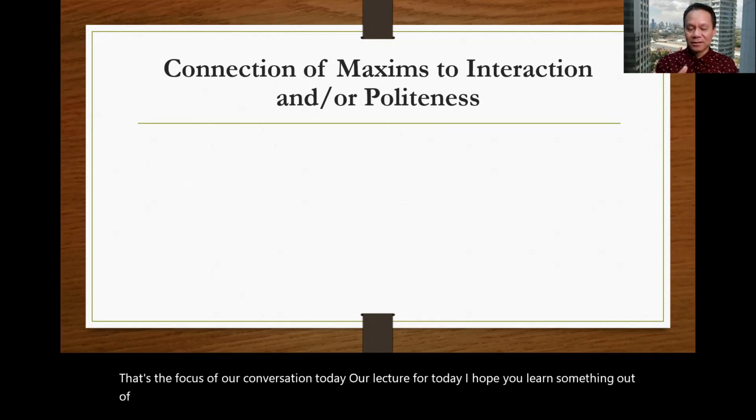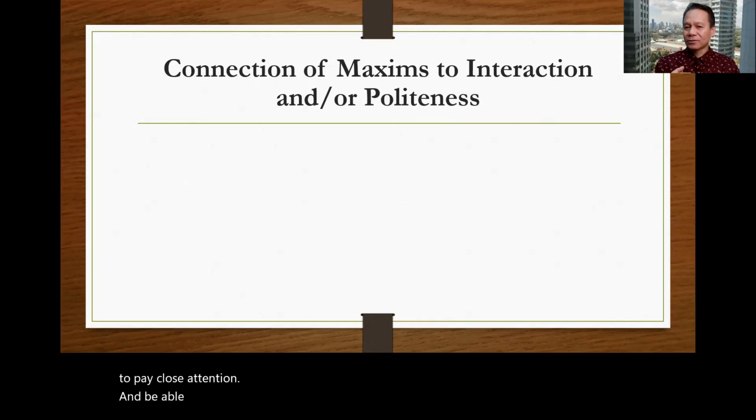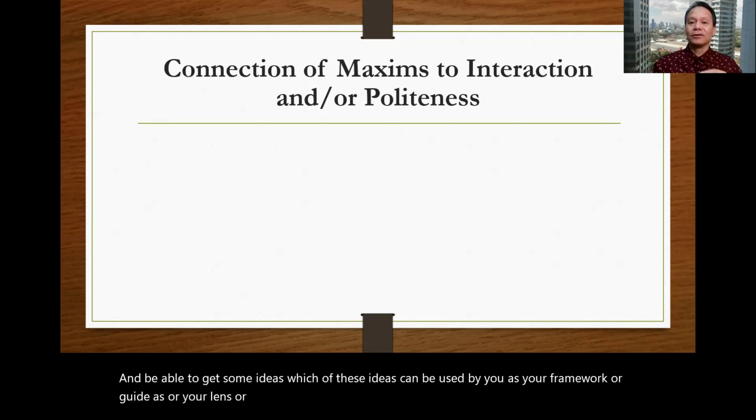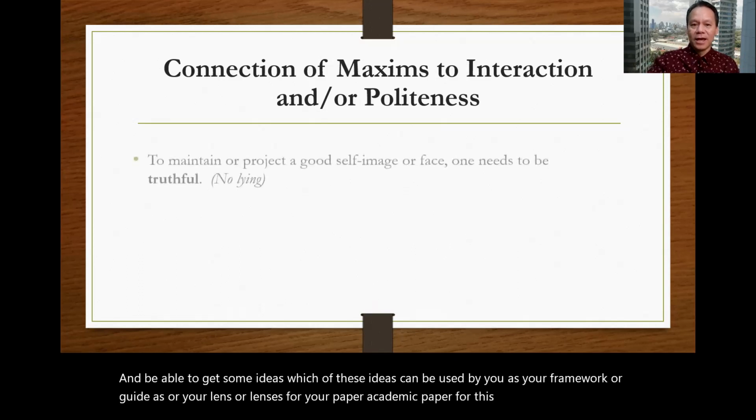I hope you learned something out of it. And take note because you are also using these concepts for your paper. So I want you to pay close attention and get some ideas, which of these ideas can be used by you as your framework or guide or your lens for your academic paper for this course. So let's move on.